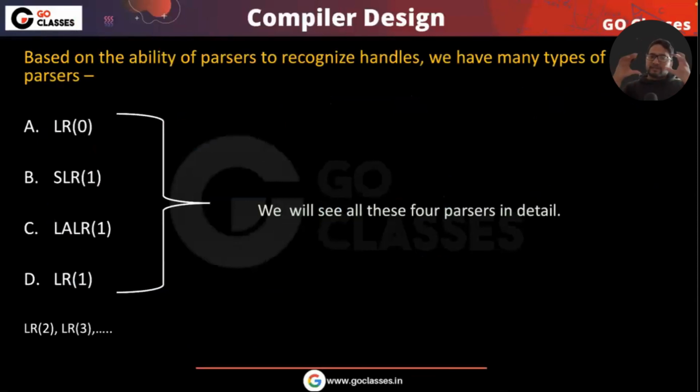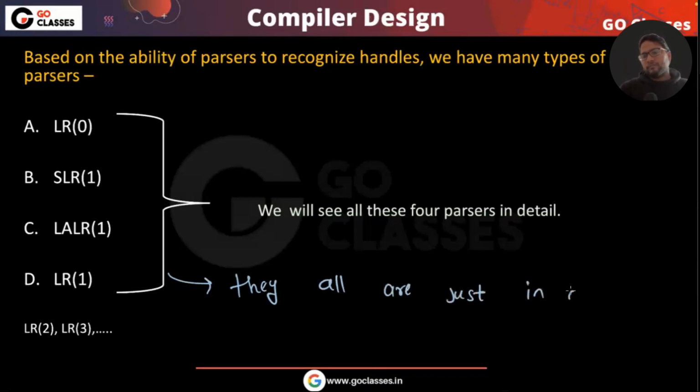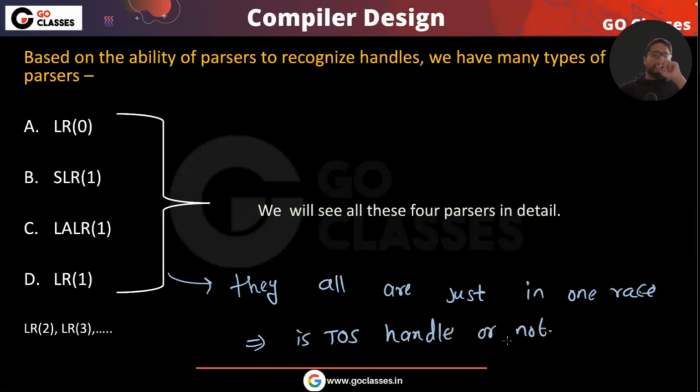So till now, we have just built some foundation of what these parsers are doing. Can anyone tell me in just one line what the bottom-up parsers are doing? They are all on just one race. What is that race? Is the top of the stack a handle or not? If it is a handle, they will reduce it. If it is not a handle, they will not reduce it.